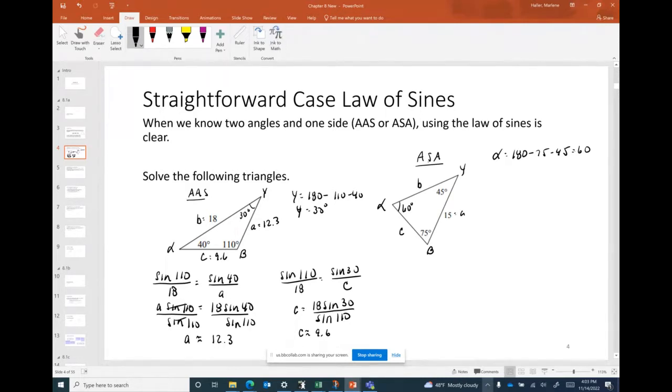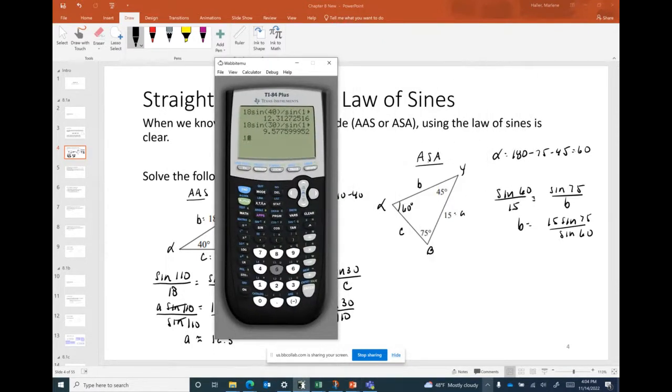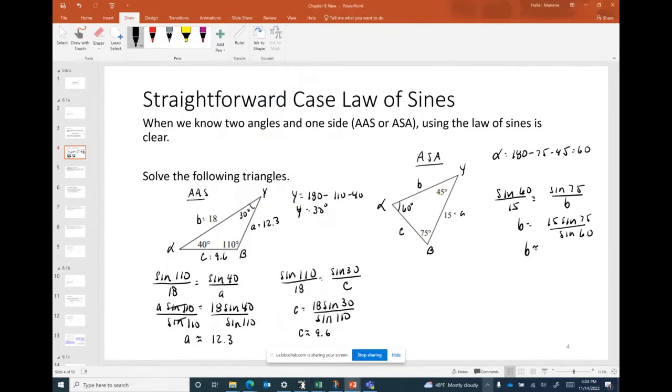So now I can set up a ratio with sine of alpha and A. So I can say the sine of 60 over 15 is equal to, and it doesn't matter which angle or which side I solve for next, so I'll do B. So it's equal to the sine of beta, or the sine of 75 degrees over B. Solving for B with cross products, B is going to be 15 times the sine of 75 divided by the sine of 60, which is, there it is, 16.7 approximately.